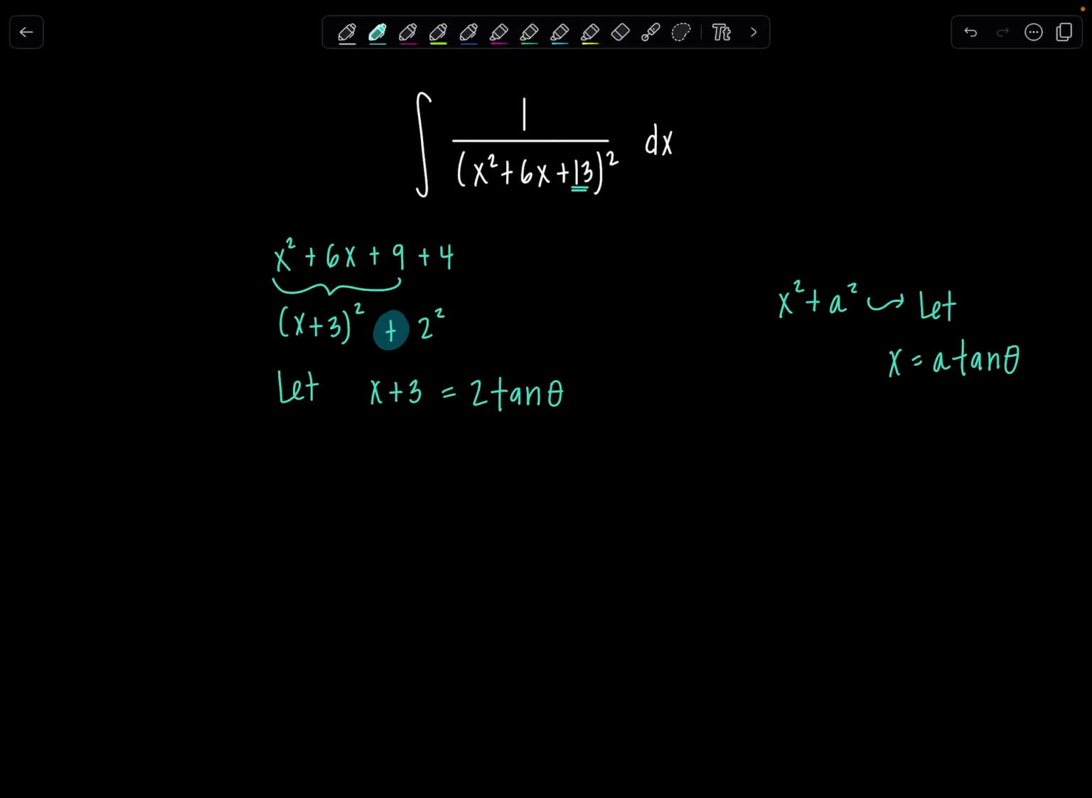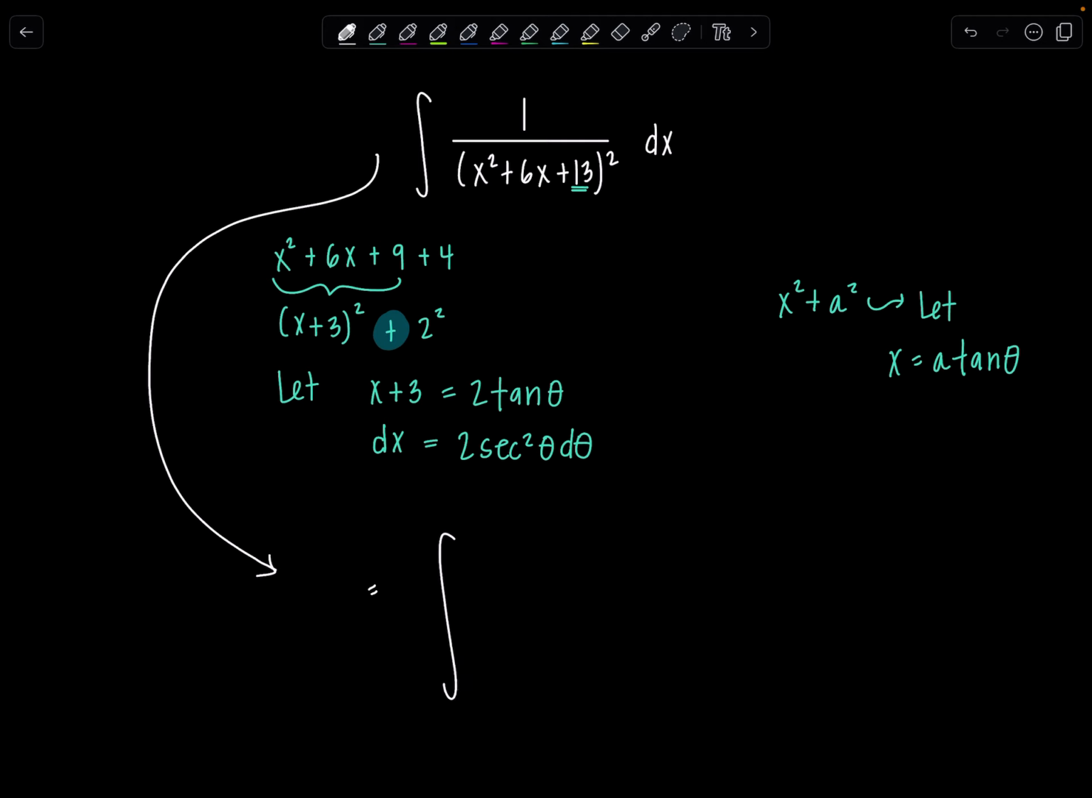I want to find the differential, so I'm going to take the derivative of both sides. dx, derivative of 3 would be 0, equals 2 secant squared theta d theta. And then now we're ready to rewrite the whole integral in terms of theta. Okay, I don't need to do any u subs prior to the trig sub because we completed the square, and hopefully you can see how the patterns are working out. Okay, so here we go.